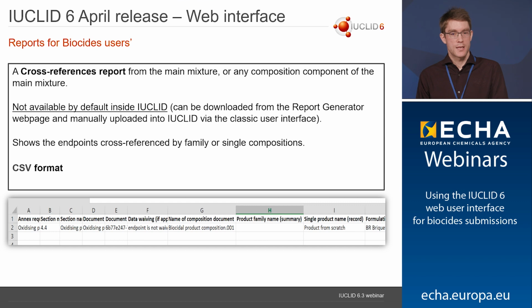And finally, we have a cross-references report. This is the only report which is not by default found in Euclid, but you can download it from the Euclid webpage. This report shows all endpoints which cross-reference a family or single composition. This report is in CSV format.